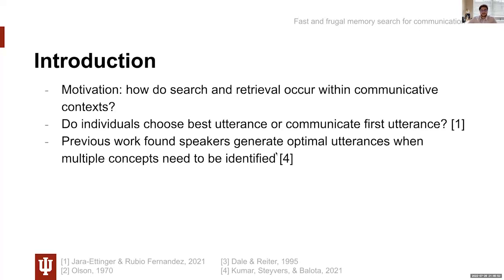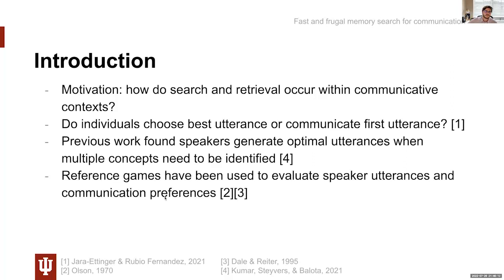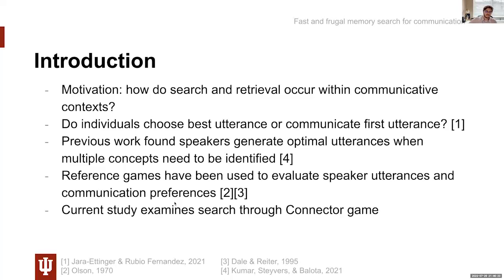Previous work has found that speakers generate optimal utterances when multiple concepts need to be identified. An example of a concept in this case would be semantic difference, which is actually something that we study in this paper. It's understanding the difference between two words through some sort of semantic similarity. When trying to understand those concepts, reference games have been used to understand the utterances and the communication preferences. And a reference game that would be used is Connector, which this current study examines in detail.